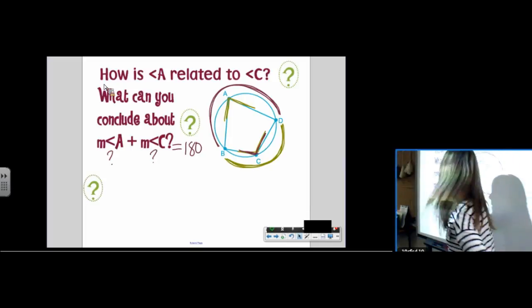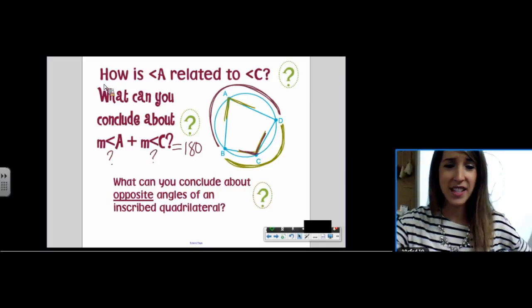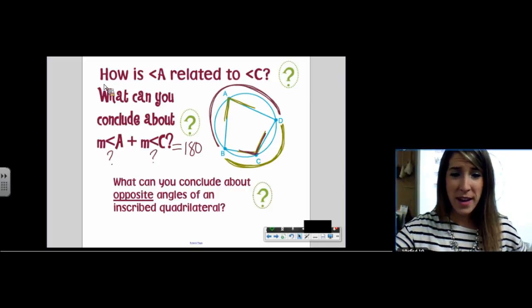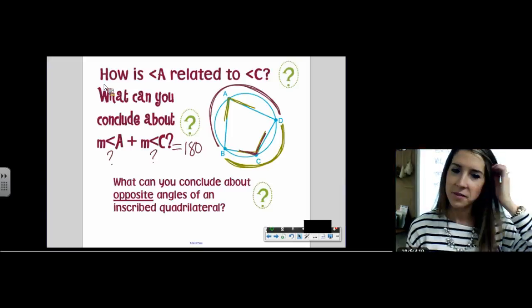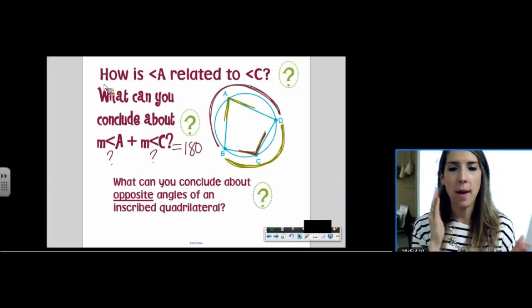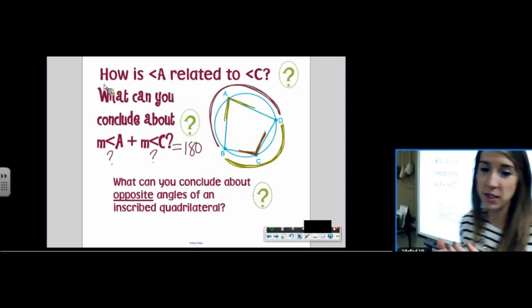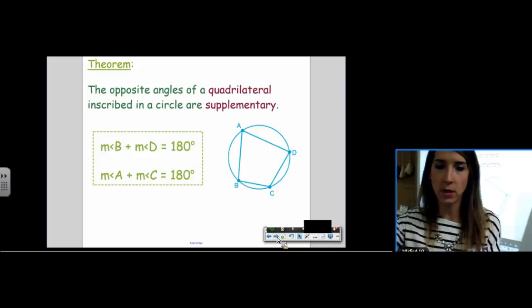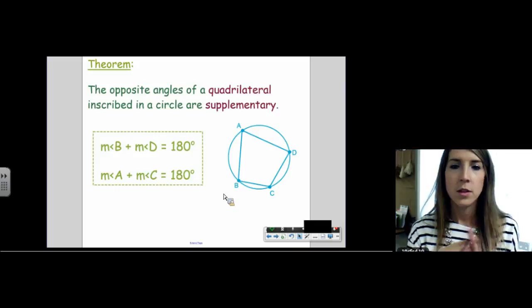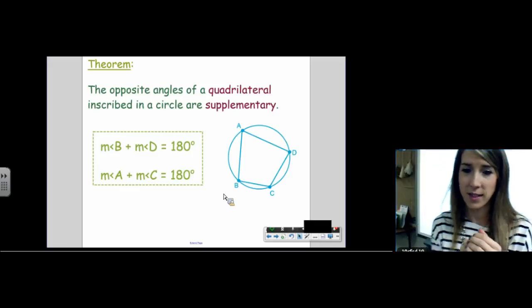Didn't you already know that opposite angles are supplementary? No, that's new. That's weird. In the quad unit, opposite angles were congruent. So what can you conclude about opposite angles of an inscribed quadrilateral? They're supplementary, which is weird. It kind of goes against what you're used to in the quad unit. We'll talk a little bit more about that when you write this theorem down. So you wrote down that the opposite angles of a quadrilateral inscribed in a circle are supplementary.